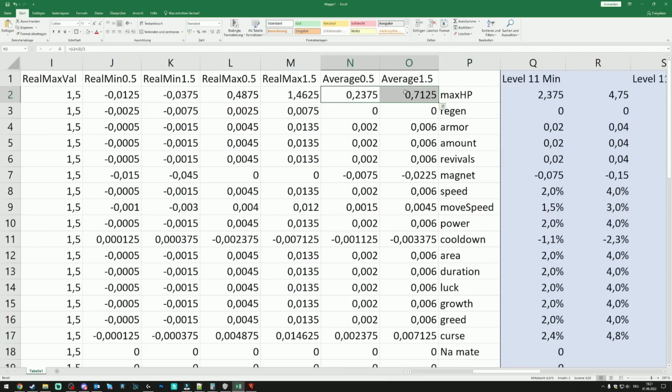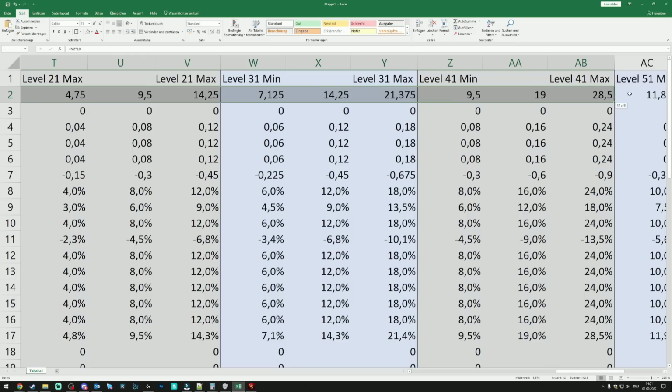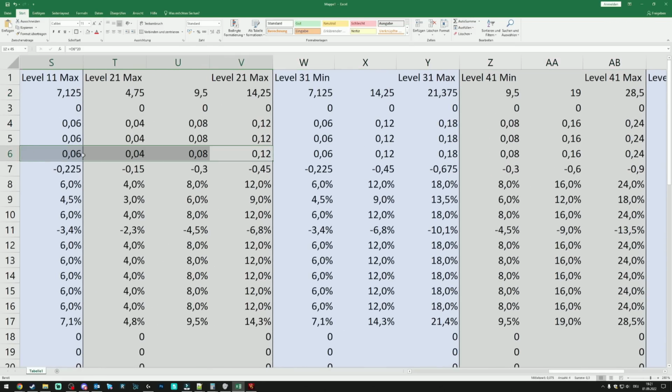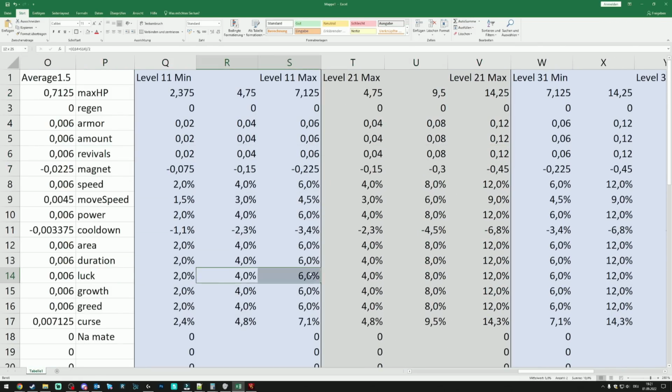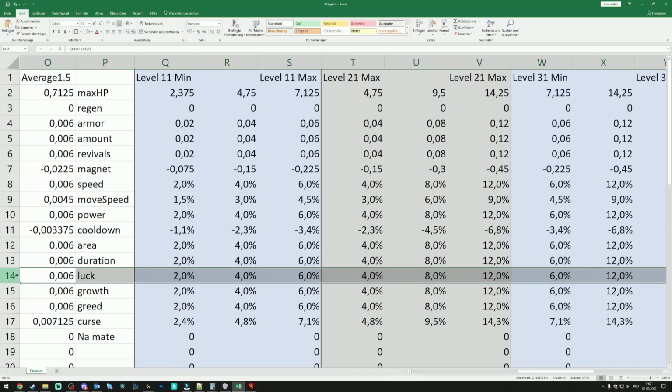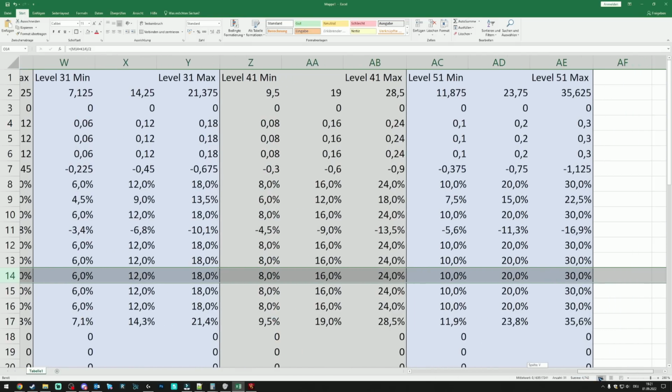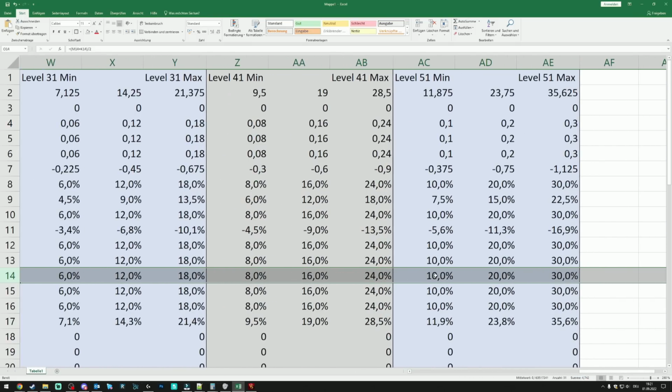An average value is usually not that great to calculate this, but we can make predictions what values we will have on certain level ups. So if we, for example, take luck, and then we go over, it's this line, let me actually just highlight it, there we go, and we go to level 50, then we can see the average outcome at 0.5. This one here, the first one is 0.5, is 10%. The average outcome at 1 is 20%. And the average outcome at max is 30%.